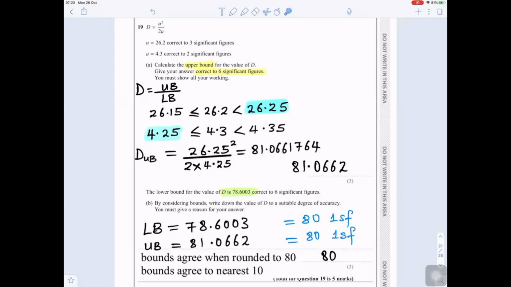If we have a lower bound of 78.6003 and we have an upper bound of 81.0662, let's round them to one significant figure. 78.6003 to one significant figure is 80. And 81.0662 to one significant figure is 80 as well. So the bounds agree when we round them to 80, or to the nearest 10, or to one significant figure. So we use 80.